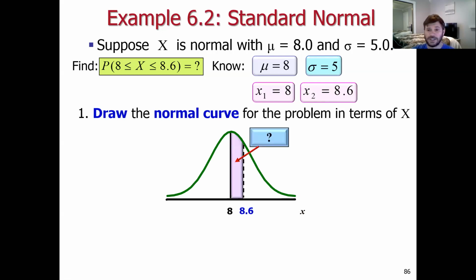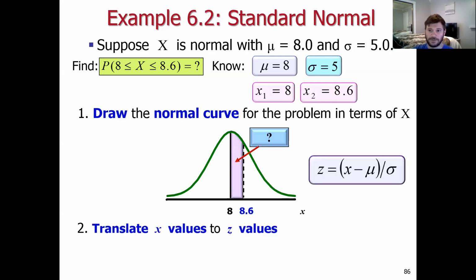and 8.6. Okay, so in order to make the problem easier, we're going to transform the problem into z space, using that z transformation we discussed earlier by standardizing the distribution. Okay, so from each of these thresholds, the x1 and x2 thresholds, we're going to subtract the mean, and then we're going to divide the result by the standard deviation of 5.